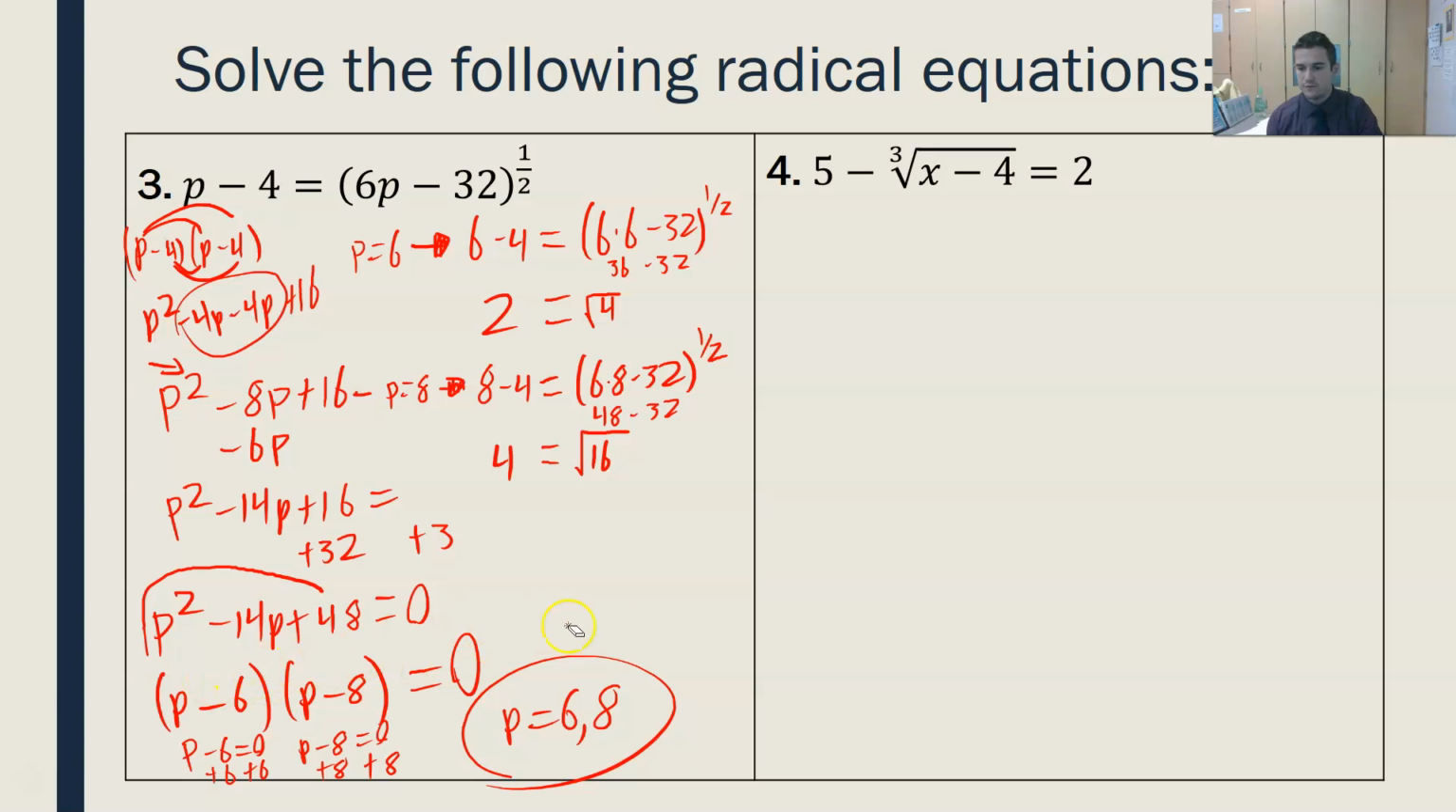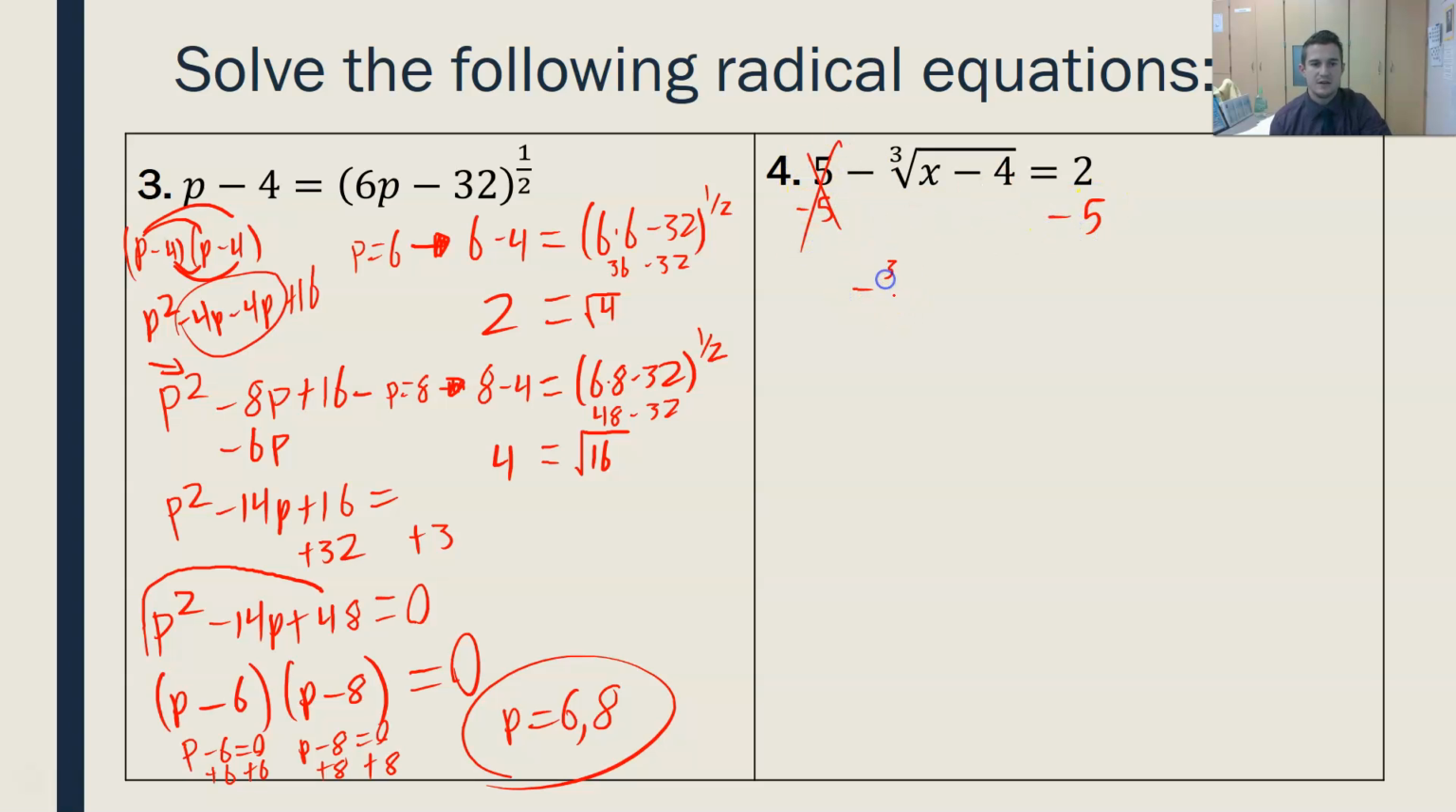Okay, we're feeling good. We're feeling confident. So in this last one, let's go ahead and see here. I have 5 minus the cube root of x minus 4 equals 2. So before I can start cubing or squaring things on both sides, I need to have this all by itself. What I'm going to do is subtract 5 on both sides because I don't want this 5 here.